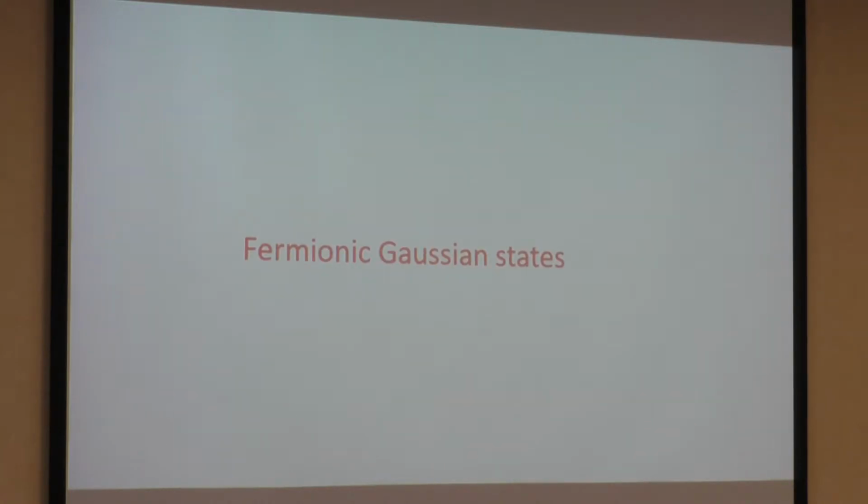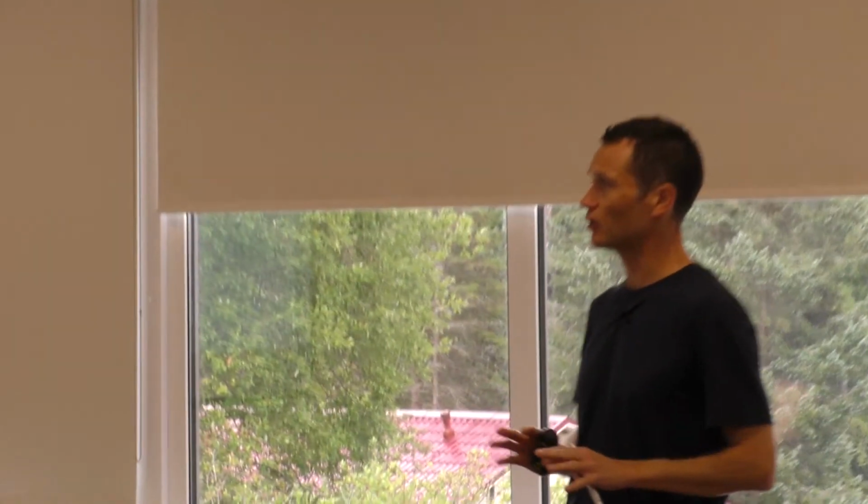Okay, so now let's switch to fermions, right? I also talked about the example of a bosonic Gaussian state. It was for the Fröhlich polaron. Now let's first develop the formalism for fermionic Gaussian states and then apply it to one specific problem, which will be the famous Kondo model.